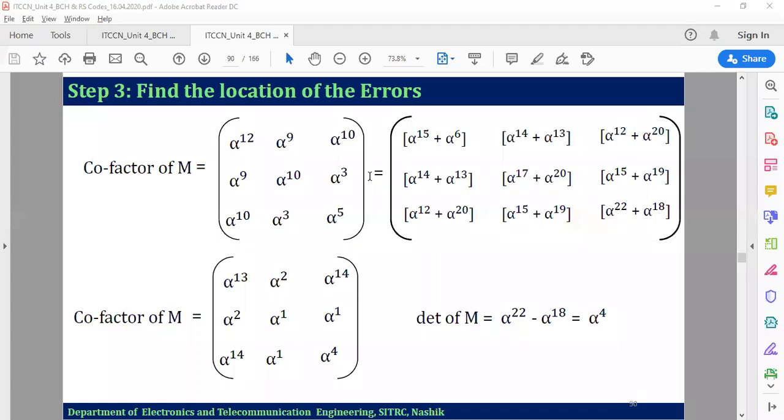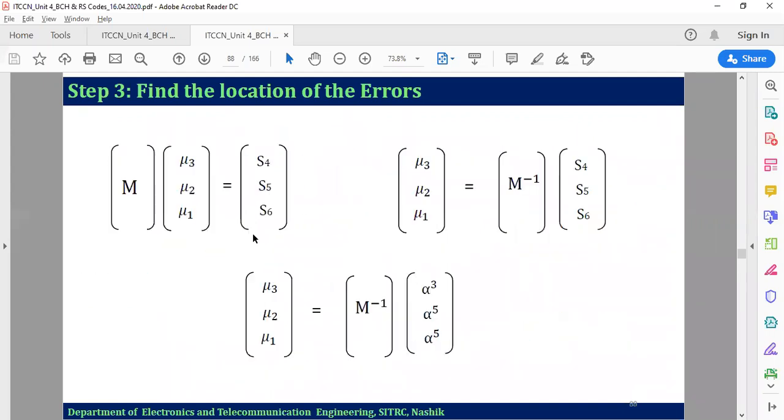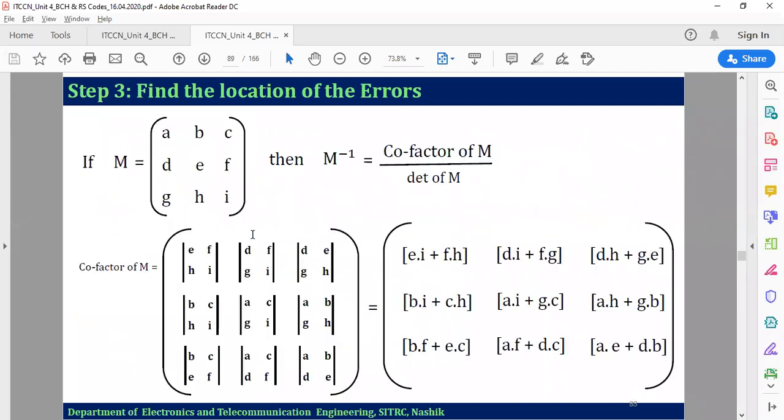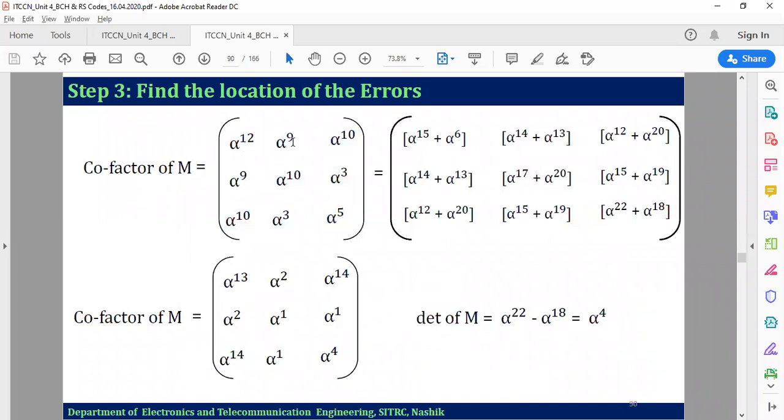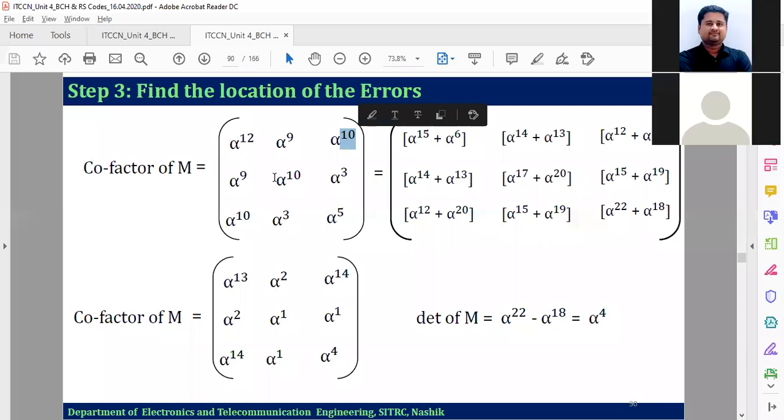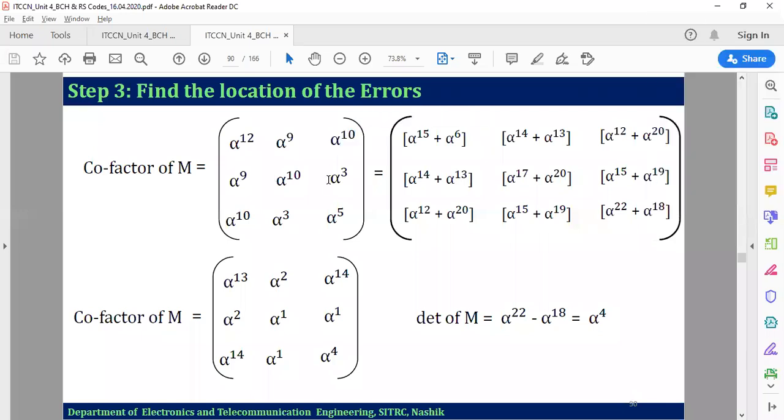So I hope you have got these answers for cofactor of m. So cofactor of m will be, this is your m, I think. No, this is S2, S3, S4. Then S2, S3, S4, S1, S1, S2, S3, S2, S3, S4, S3, S4, S5.